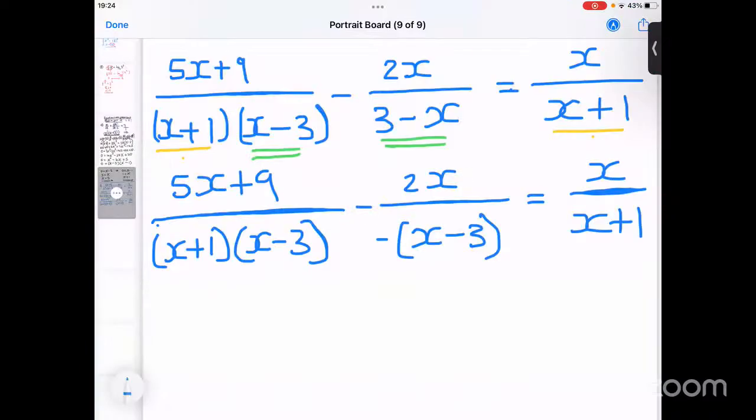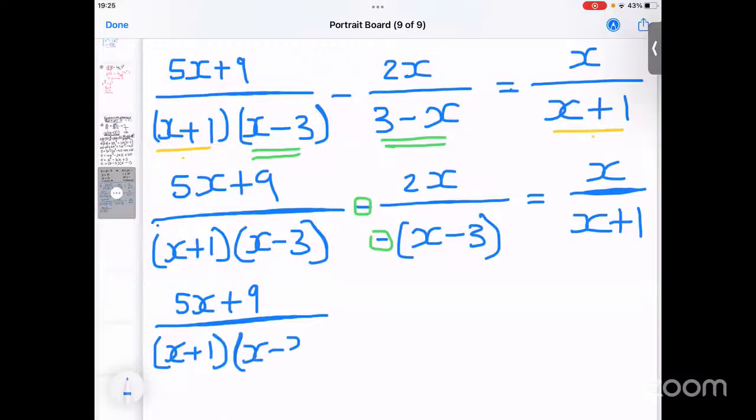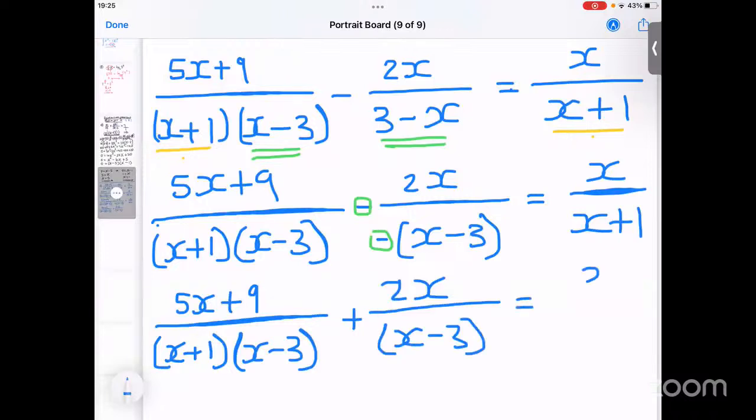This sign now changes to become positive because you've got negative divided by negative. So that means you still have your 5x plus 9, the whole of that is being divided by this, which remains as it is, then it becomes plus. You have your 2x there, which is being divided by that, and this equals x plus 1. You can still put it inside the brackets, it doesn't really matter that much. So can you guys see?